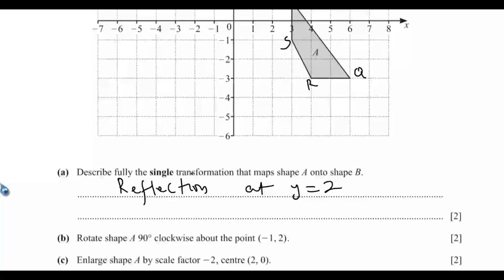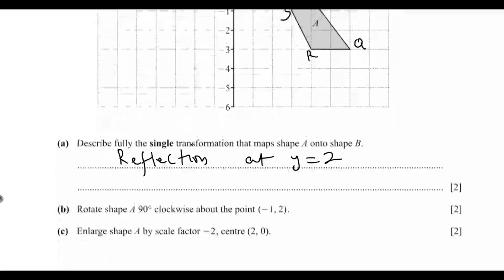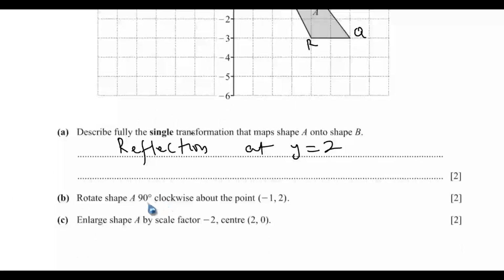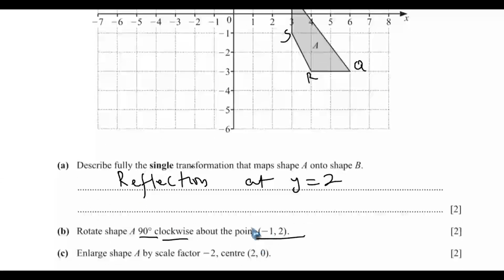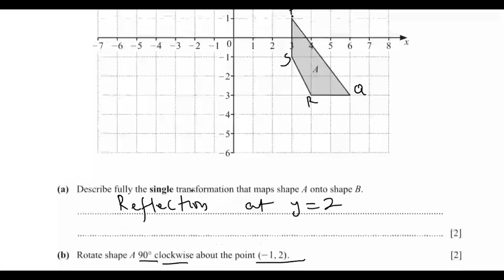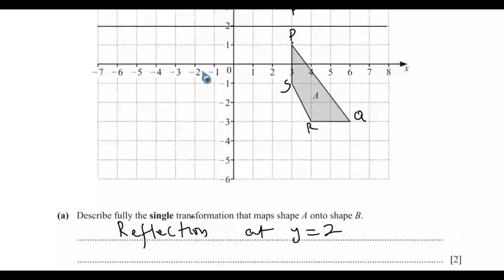Okay, let's go to part B. Rotate the shape A 90 degrees clockwise about the point x equals -1 and y equals 2. That is the first place you should start with. The center of rotation, x equals -1 and y equals 2. So it will be this point here on the line of symmetry. I can call this point C. That's the center of rotation.